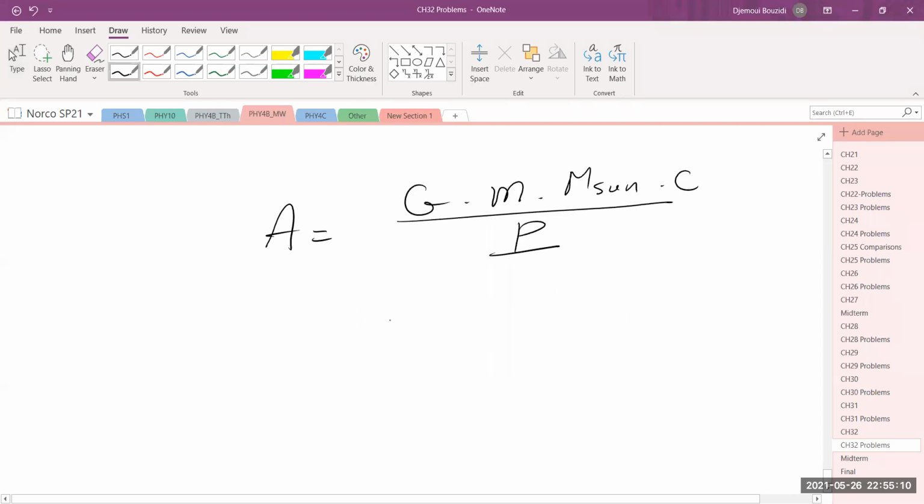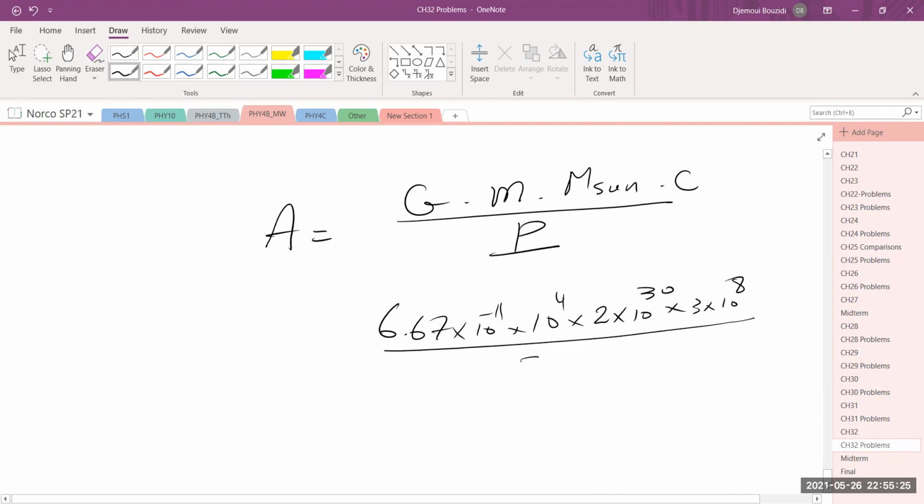So let's plug in the numbers. We have 6.67 times 10 to the negative 11. We have the mass of the object is 10 to the power 4, and the sun, I'm going to put 2 if you guys don't mind, okay? 10 to the power 30 times 3 times 10 to the power 8 divided by 3.9, I could have put 4, times 10 to the power 26. Let's get rid of the powers, okay? 10 to the power 26 and 10 to the power 30 gives me 4 in here.